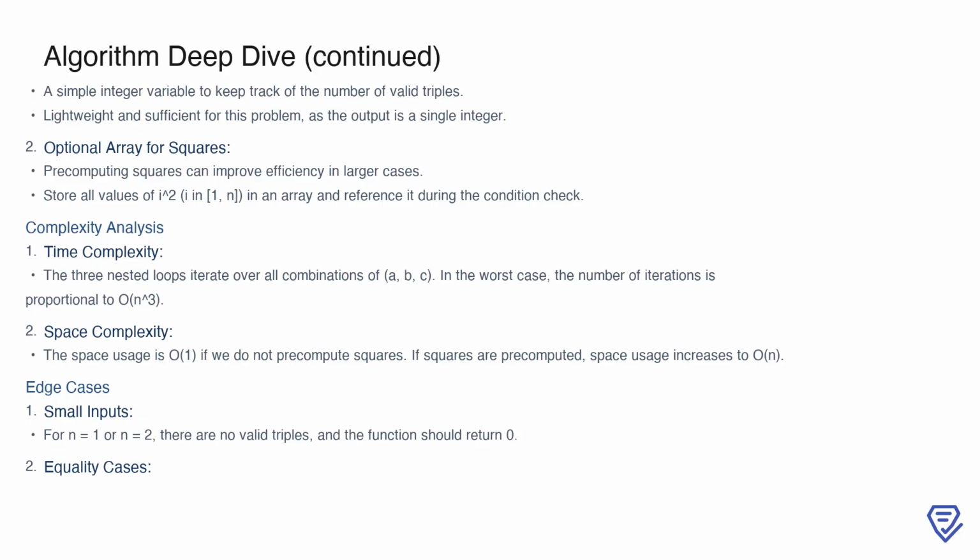When analyzing the algorithm, we see that the time complexity is dominated by the three nested loops, resulting in a worst-case complexity of O(n cubed).